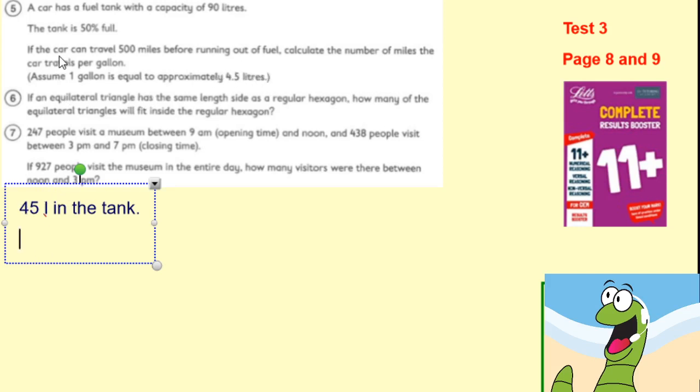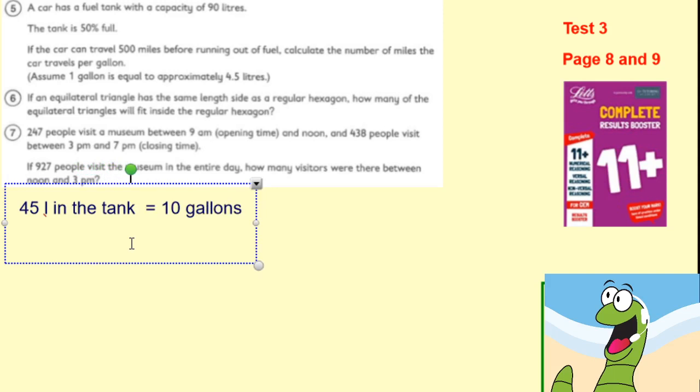So the 45 litres, 500 miles before it runs out of fuel. And it wants to know it in gallons. How many miles per gallon does the car travel? Not litres. So we need to convert the 45 litres to gallons, which equals 10 gallons, approximately.